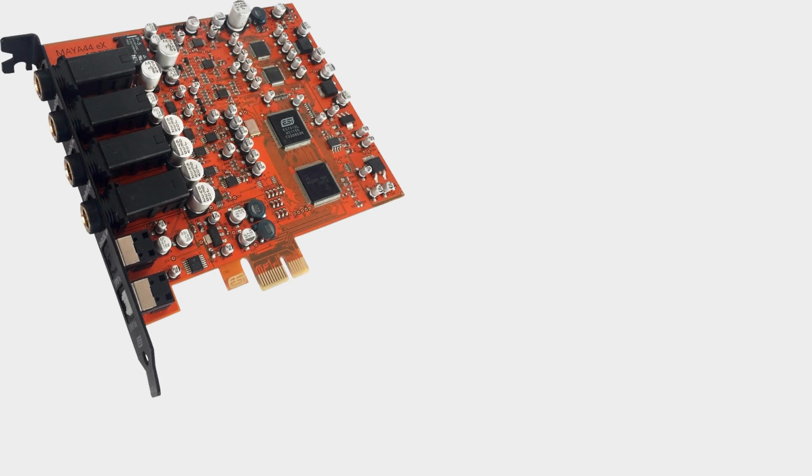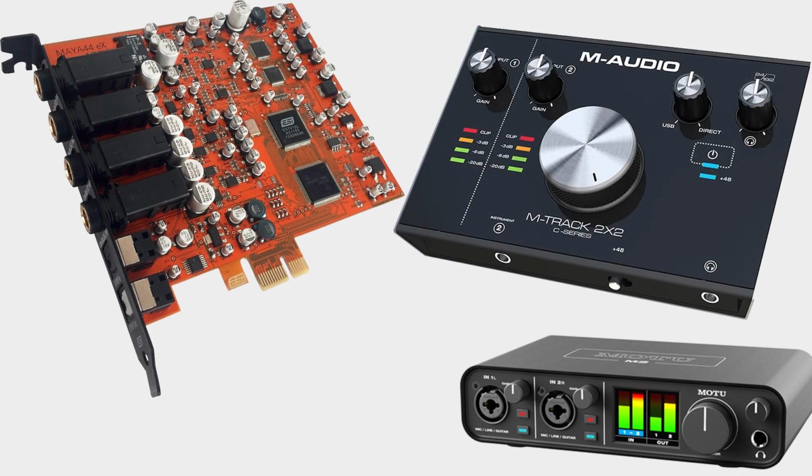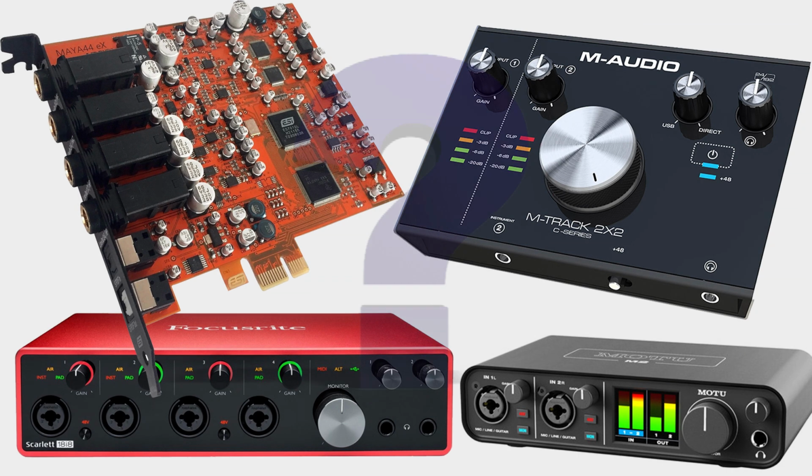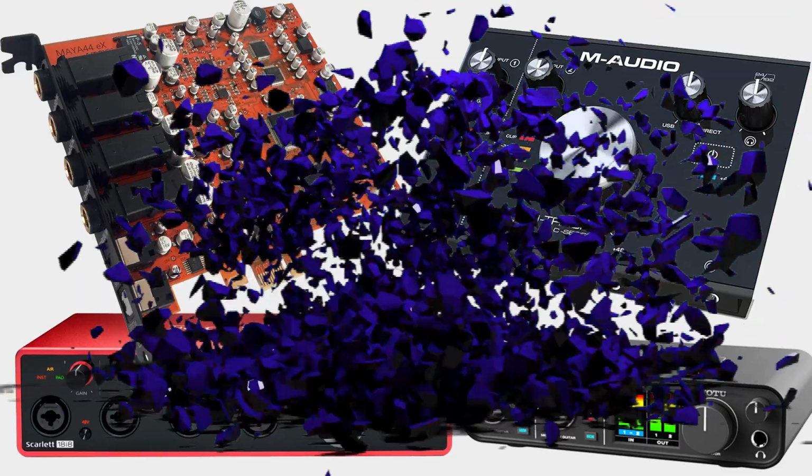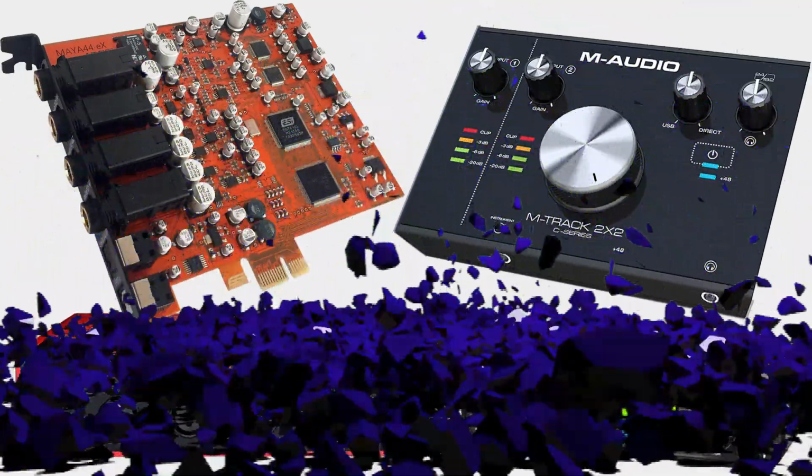Are you looking to buy a new audio interface, wondering what kind of interface to get? In this video, I'll explain what you should look for and why to help you get the ideal audio interface for your needs.